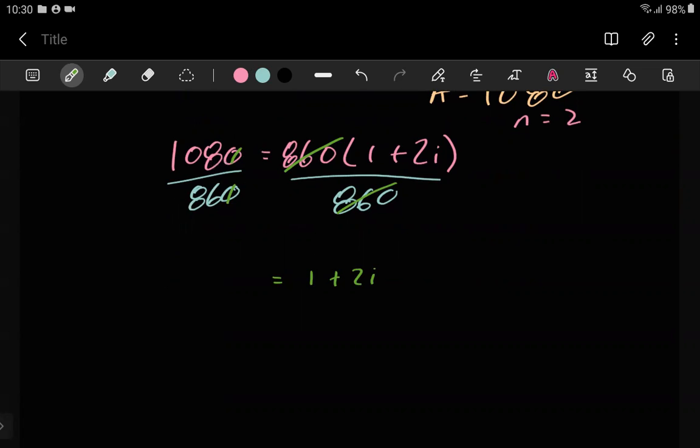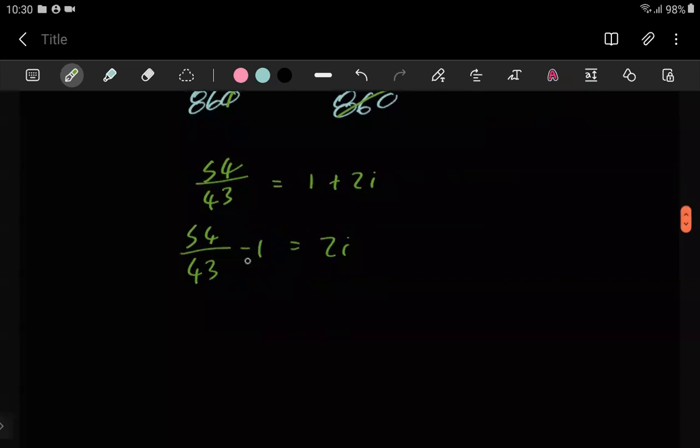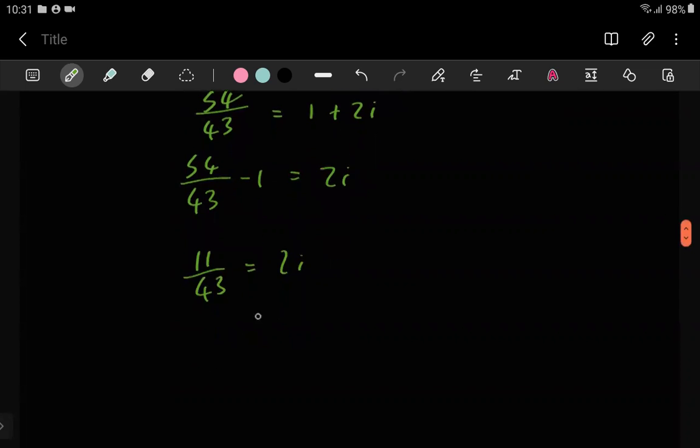Oh, what's the fraction value? I think the fraction value is 54 over 43. Then the 1 goes over: 54 over 43 minus 1 equals 2i. And then this minus 1, what does that give us? 11 over 43. Yeah. And then divided by 2, it's going to give us 11 over 86.